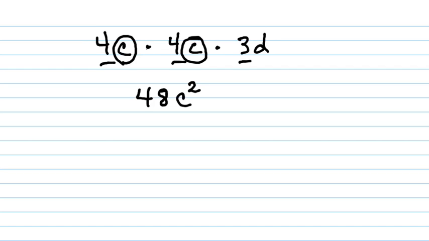4 times 4 is 16, and 16 times 3, right? All right. Now, what about this D? Does it have anything that can be multiplied with? No. So what's going to happen to it? It's just going to come down. So our completed answer is 48C squared D.